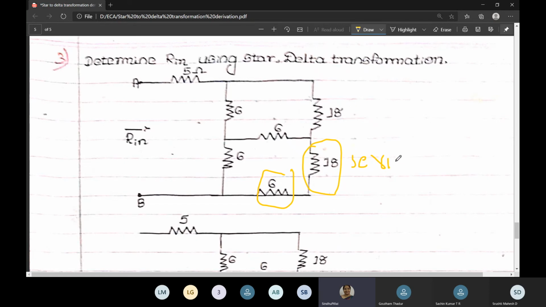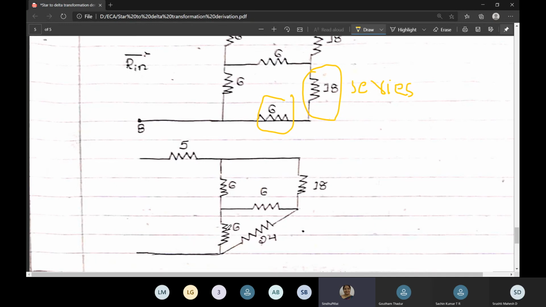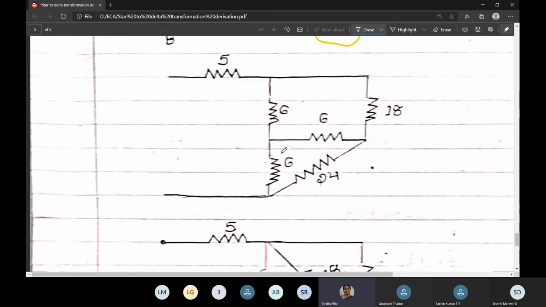Next, since they are in series, just add them. They are in series, so 18 plus 6 gives 24, and the network will become like this. There are many ways to convert it. Here we have a star, that is 6, 6 and 6, which you can convert into delta. We have one delta, 6, 6 and 18. Hope you can see this. These three 6 ohm resistors are a star, convert it into delta.